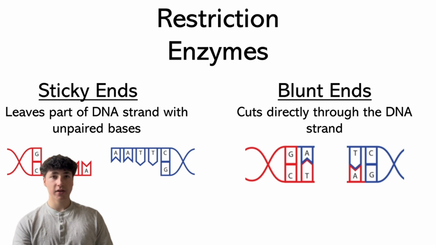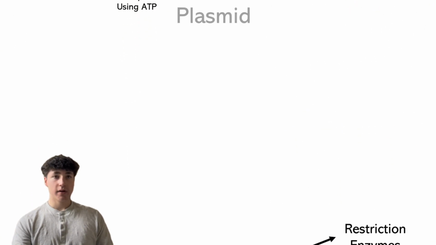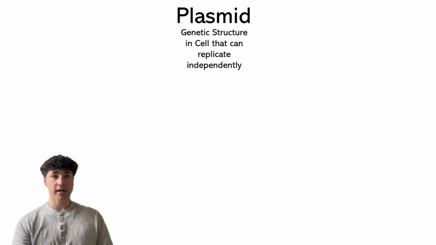Additionally, if the gene was cut out and inserted in the middle of a gene sequence, the gene that it was inserted into will be useless and not function. Ligase enzymes, these are enzymes that fuse the DNA fragments together using ATP. Plasmid. So a plasmid is a genetic structure in a cell that can replicate independently of the chromosomes.